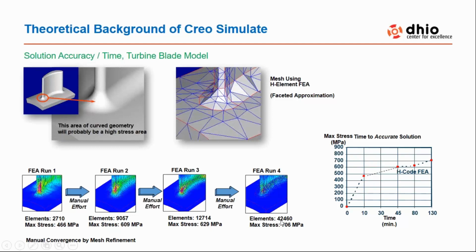And I'm increasing to 42,000. These are the corresponding stresses. This is how the mesh convergence happens. But the time taken is very high. You can see it's taking up to 2 hours.